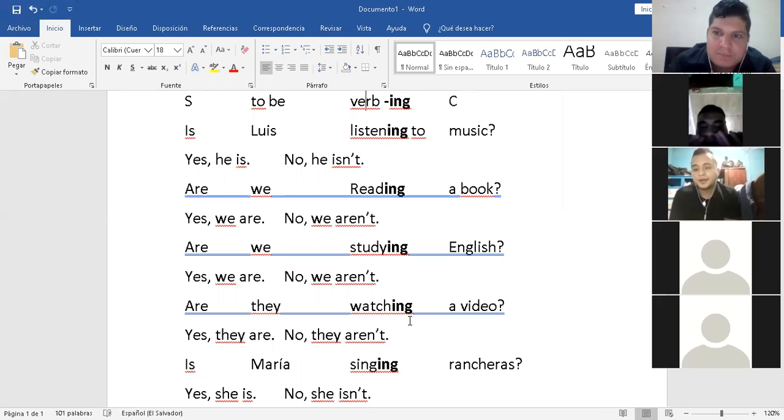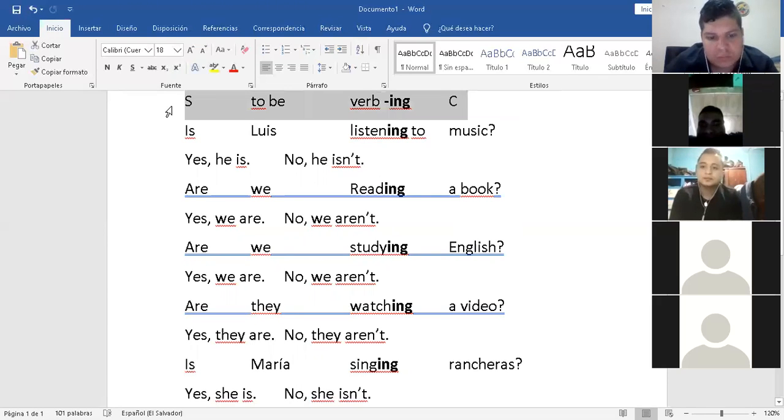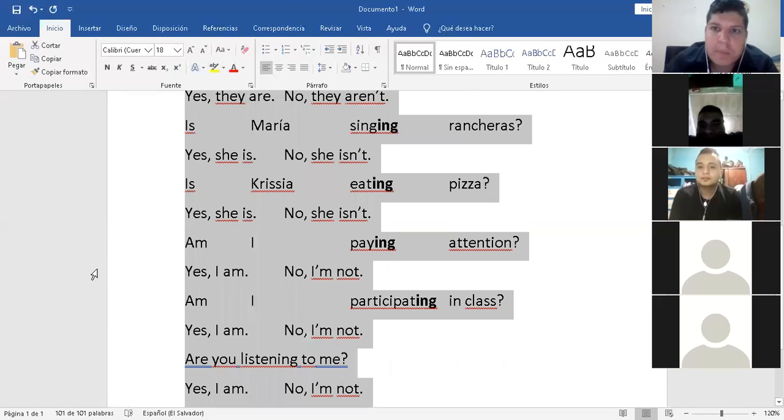Okay, mande ese ejemplo. Sí, sería bueno. Teacher, okay. ¿Y cómo puedo? Es que lo que a mí me cuesta son los verbos. ¿Cómo puedo buscar una lista de verbos? Así. List of verbs. En Google. Vamos a ayudarle con eso.